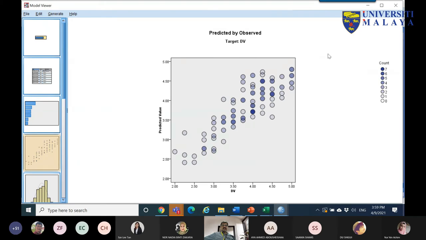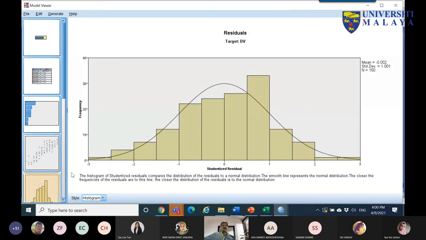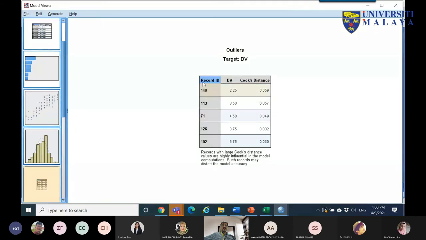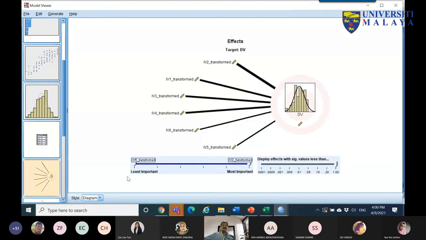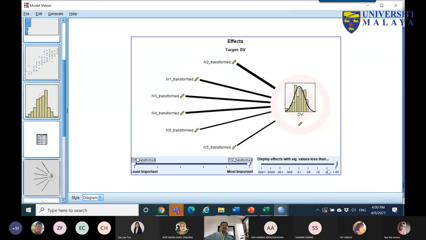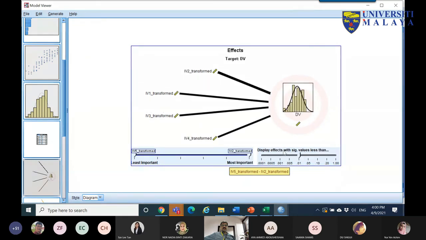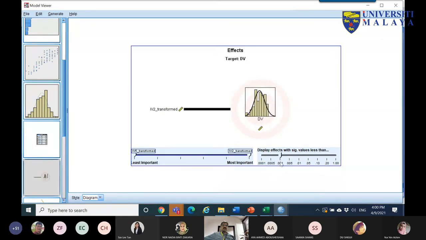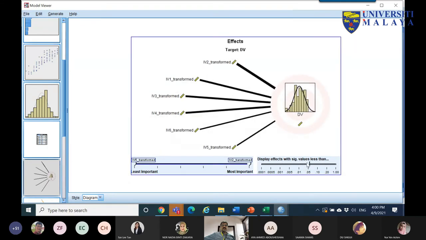It shows that this is the predicted, and this is the actual DV. As long as they are close to the same line, it indicates the accuracy of the prediction. So this is the normality of the residual, and these are some of the outliers that have been excluded by the model automatically, and this is the highest effect. So again, you can reduce the display based on the transformed variables, and of course based on the significance, 0.01, 0.005, or zero. So you can play around with the significance of the model.